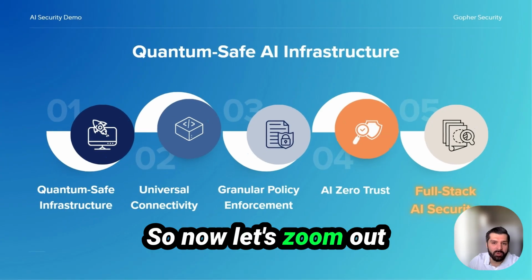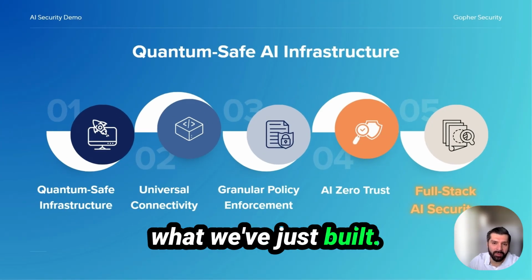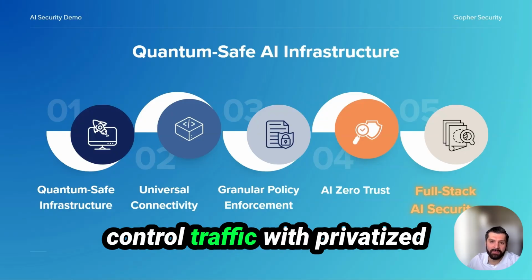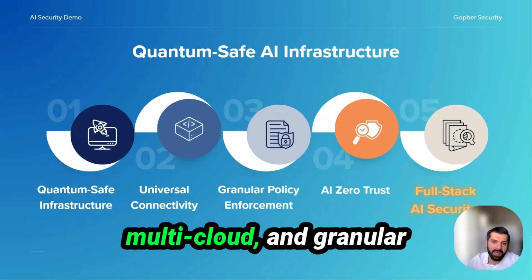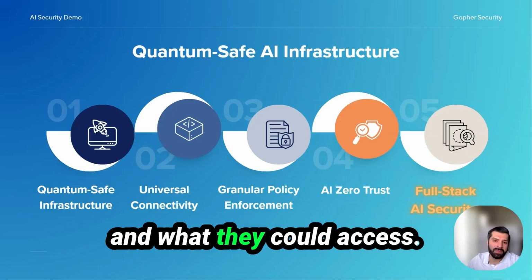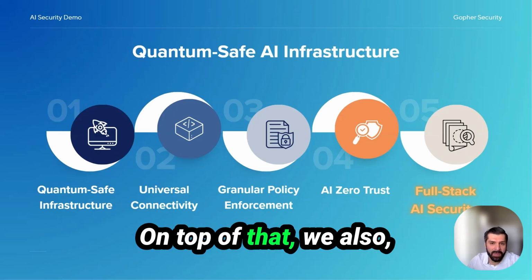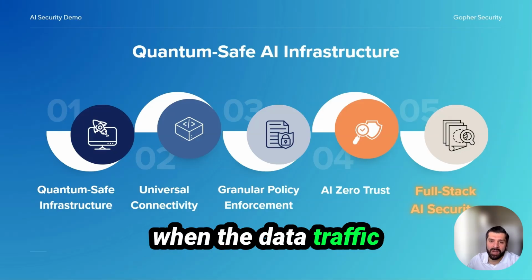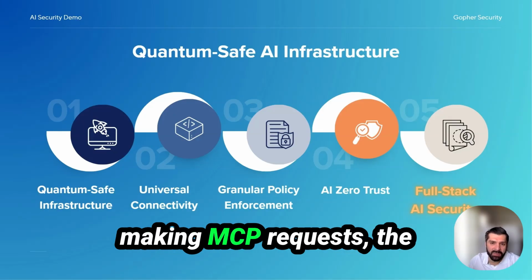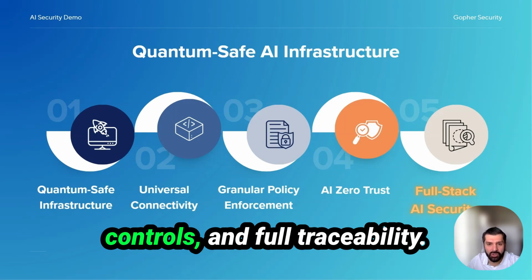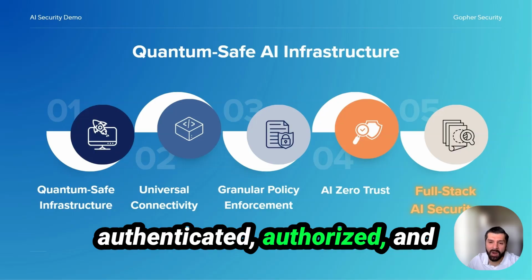So now let's zoom out and take a look at what we've just built. We've built quantum safe hosting environments for our AI infrastructure, control traffic with privatized multi-cloud and granular policy controls enforced to control who can do what and what they can access. On top of that, we also deployed the MCP gateway. When the data traffic comes into the AI agent making MCP requests, the gateway handles unified authorization, granular policy controls, and full traceability. Every tool call is authenticated, authorized, and logged.